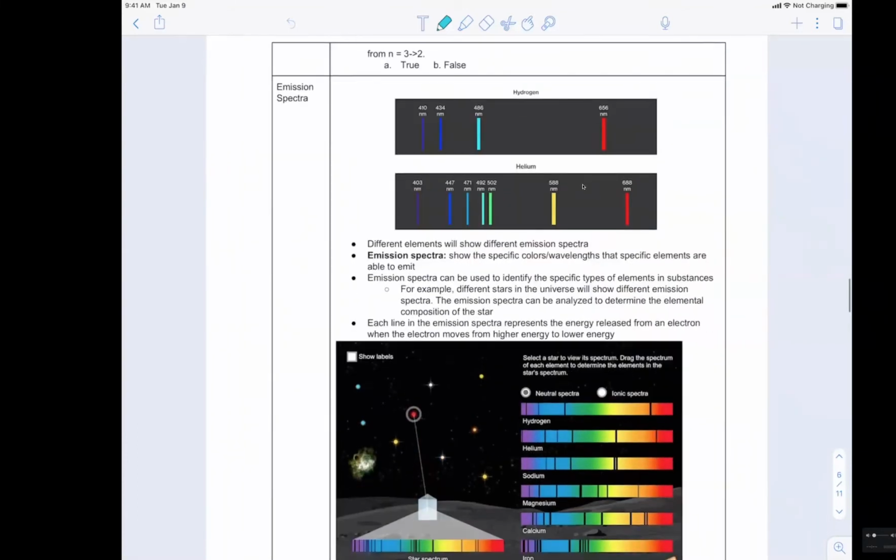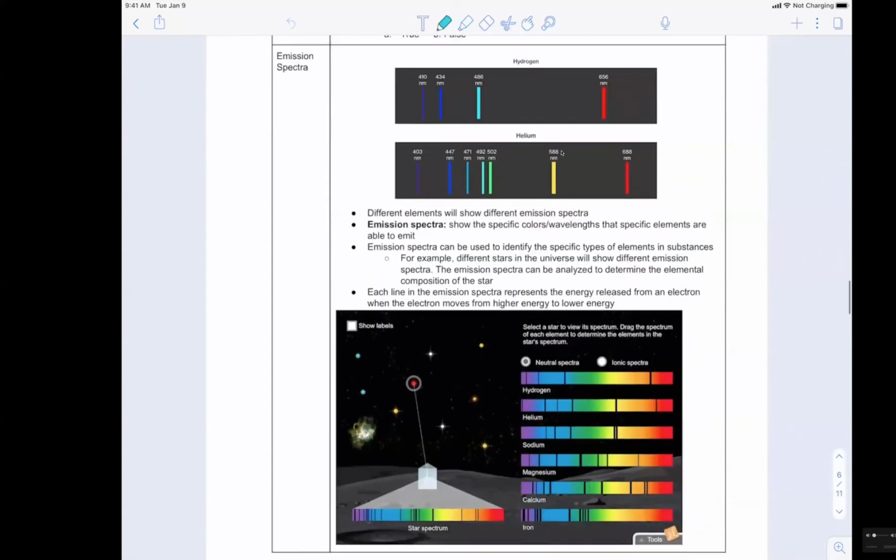Now, an emission spectra or emission spectrum basically just shows the specific colors or wavelengths that specific elements are able to emit. So if you look here, we have hydrogen, and hydrogen emits these 4 specific wavelengths, whereas helium will emit a different amount or different types of wavelengths. So over here, you can see helium's emission spectra, and basically each element will have its own unique emission spectrum.